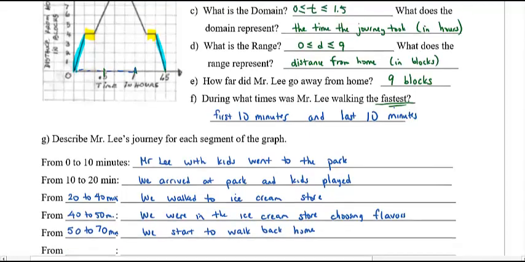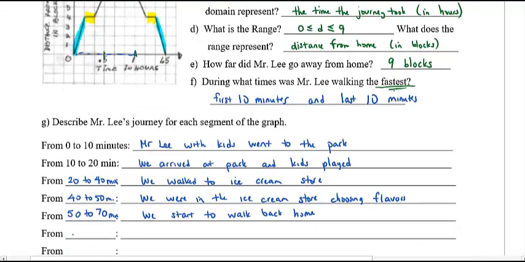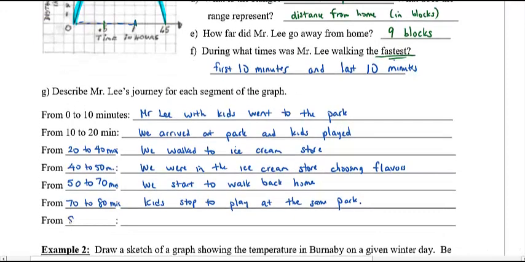And then, hey, the kids see the park again. So guess what they want to do? Yeah, they want to play at the park. Kids stop to play at the same park. And of course, I only let them play for 10 minutes. Why? Guess what happened? After that, from 80 to 90, we had to go home.